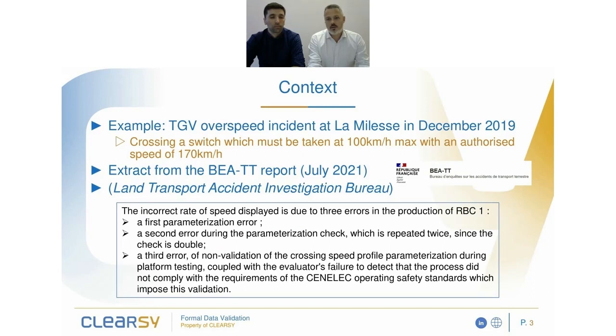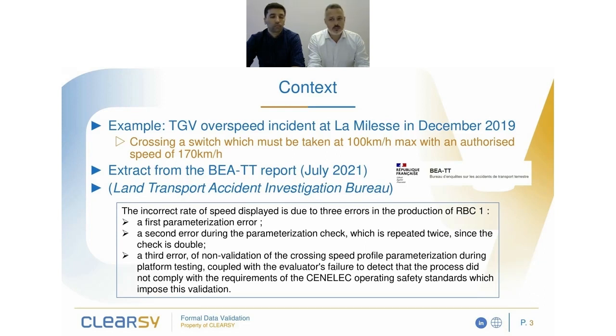Let's take an example. This one is extracted from the report of the BEA-TT, the Land Transport Accident Investigation Bureau in France, which is available on the internet. This report, dated July 2021, talks about an overspeed incident involving a high-speed train at La Milles in 2019. This train had to take another route due to some incident on the main track. And during this detour, it went through a point at over 170 kilometers per hour, whereas 100 kilometers per hour was the theoretical maximum speed to take the switch in that direction. So the report indicates under what circumstances it happened and why.